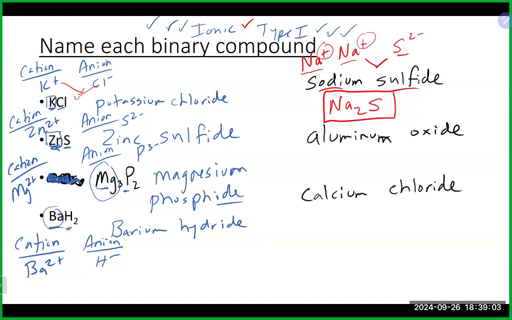We have aluminum oxide, aluminum metal, oxygen non-metal, it's ionic. Aluminum is group 3, so we're going to have a +3 over there. Oxygen is group 6, which means it will be a -2. Once again, when we put these guys together, common number is 6 if you multiply those numbers together.